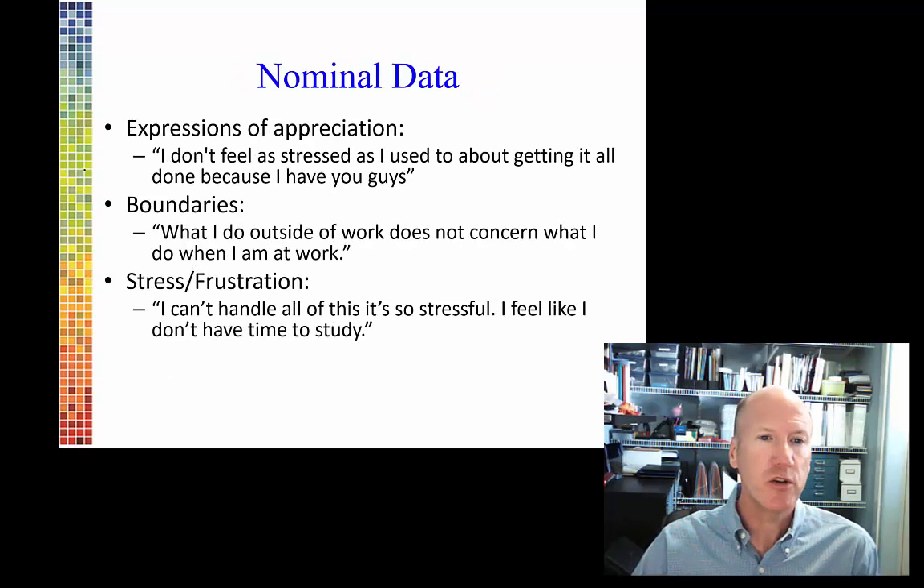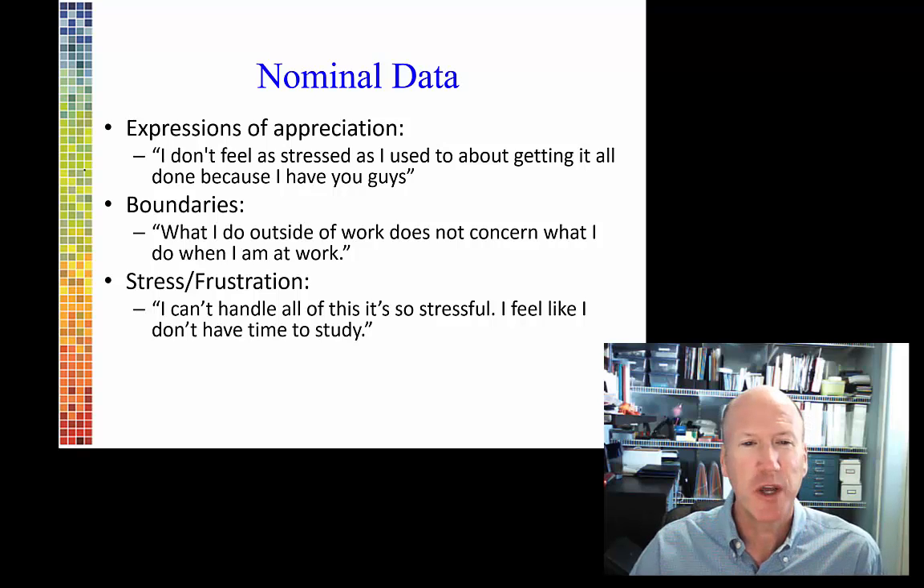People might express appreciation, something like, I don't feel as stressed as I used to about getting it all done because I have you guys. People might set boundaries, so things like, what I do outside of work does not concern what I do when I'm at work. Or another example might be stress and frustration. So I can't handle all of this, it's so stressful, I feel like I don't have time to study. You can probably guess that that came from a student. So these are nominal data, meaning that they're in name only, they're categorical, so we're placing these different messages into these different categories or types of messages.